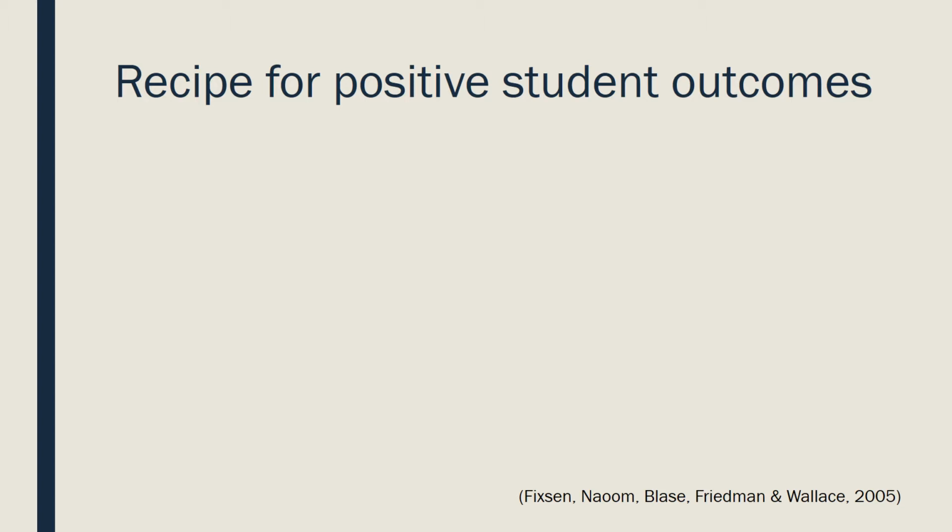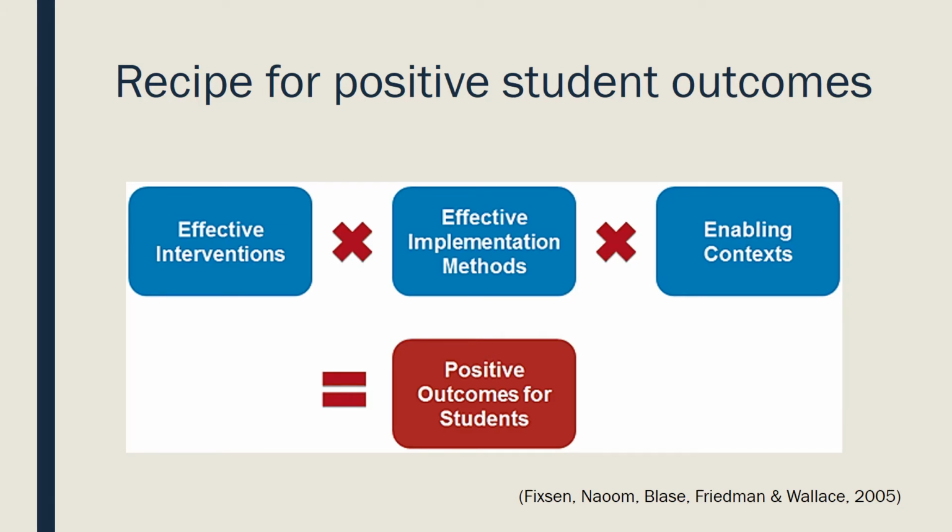The recipe for positive student outcomes is actually a really helpful image, I think, of describing what research shows about what actually results in positive student outcomes. So there's 3 ingredients in this recipe. You've got effective interventions, effective implementation methods, and enabling contexts. When those 3 components are present, then that's when you maximize the probability of positive outcomes for students.